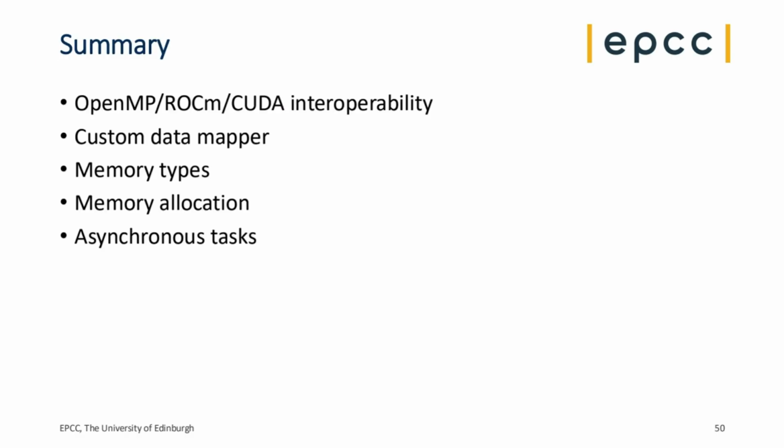So just to summarize this talk, we talked about OpenMP offload and how you would make that work if you're also doing calls to the ROCm HIP library, or might be the NVIDIA CUDA library. And then we talked about data mappers and the types of memory that are in play on the host and on the device, how you would allocate memory such that it's compatible with OpenMP for the host and the device also. And then lastly, we just talked about asynchronous tasks.